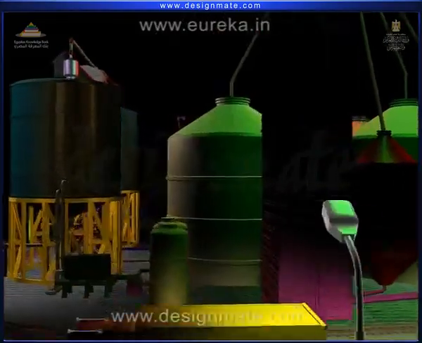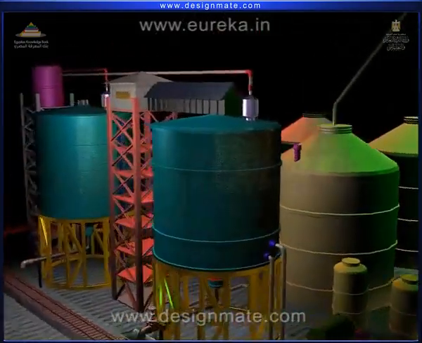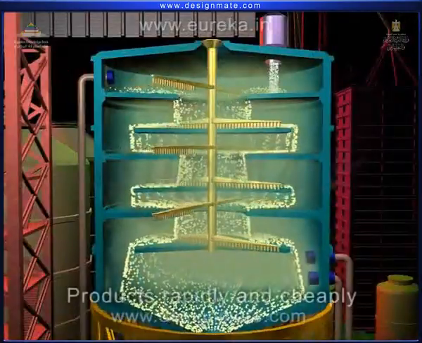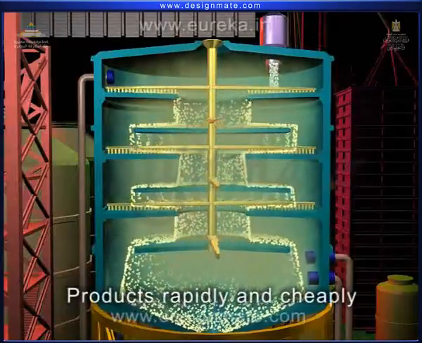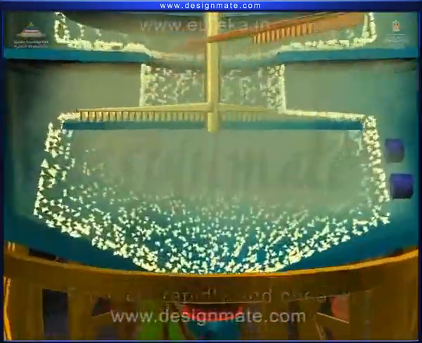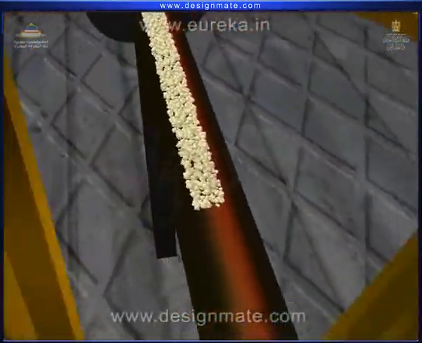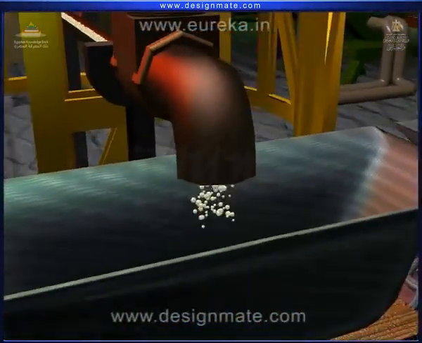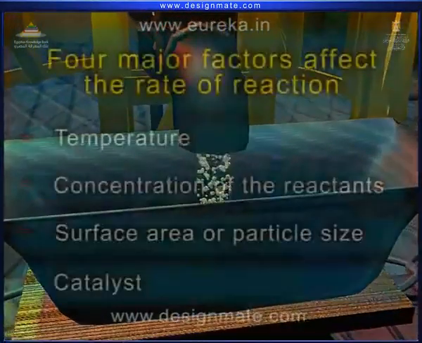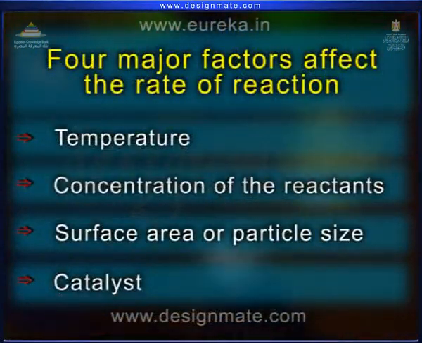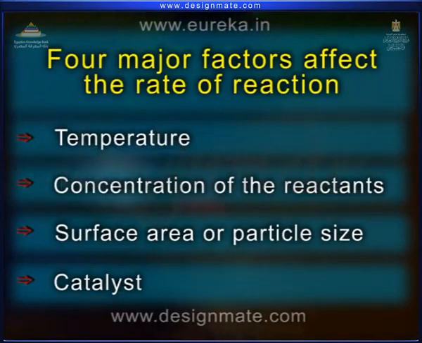Rate of reactions are very important, especially in industries, to obtain the products rapidly and as cheaply as possible. Hence, it is necessary to make reactions go faster, that is, to increase their rates of reactions. 4 major factors affect the rate of reaction.